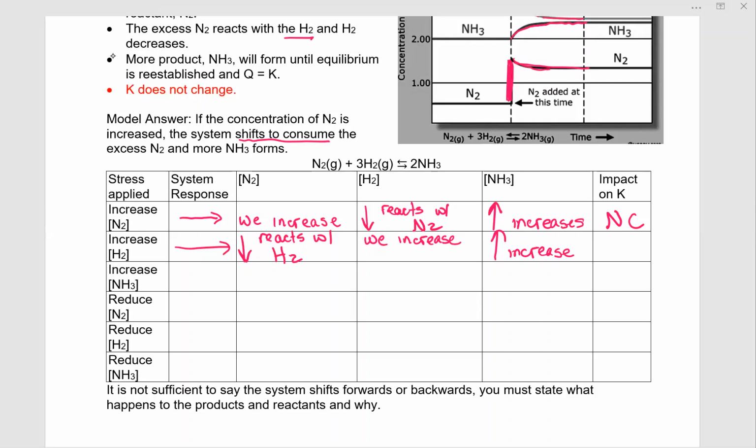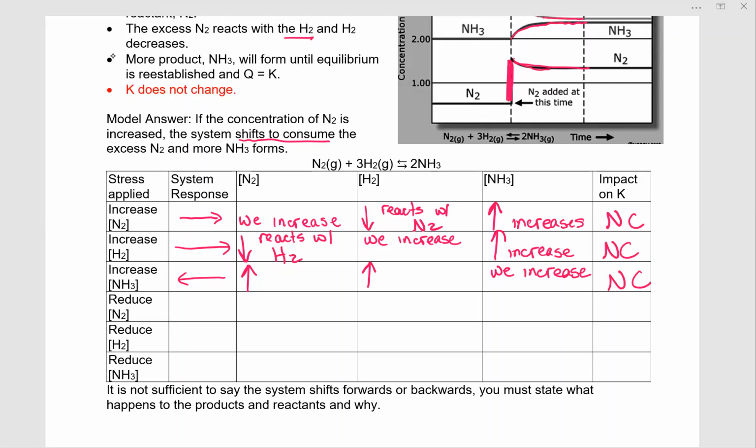Now let's increase the ammonia. So we increase. Now we have too much ammonia, which means that the reaction has to shift to get rid of ammonia. The reaction has to shift to consume ammonia. So we're going to see the hydrogen is going to increase and the nitrogen is going to increase. And impact on K, no change. So this was increasing concentrations.